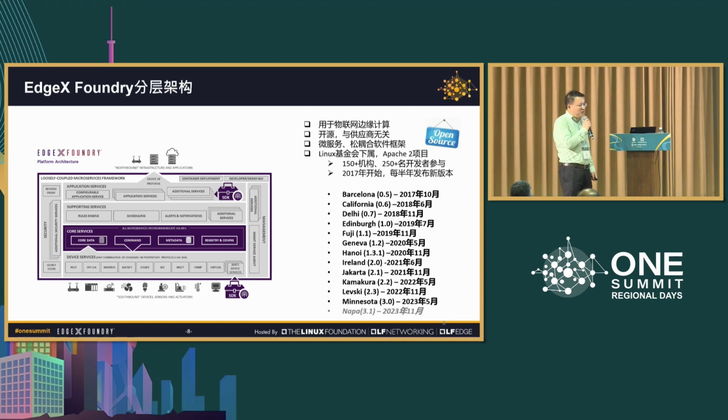There are more than 150 organizations involved in this project worldwide. EdgeX Foundry was donated to the Linux Foundation in 2017, right? Every half year there is a release. So you see, at the right side, Minnesota is the latest release in the first half. Yeah, release 3.0, and around 2 months later, there will be another release, 3.1. Yeah, this is a brief introduction about the different layers of EdgeX and the releases of this project.